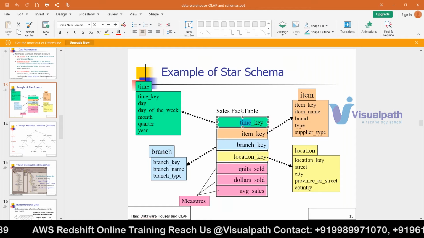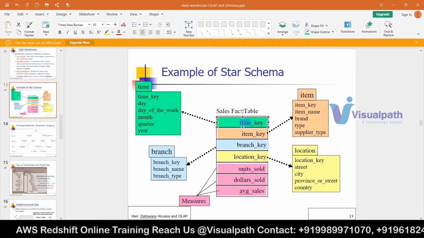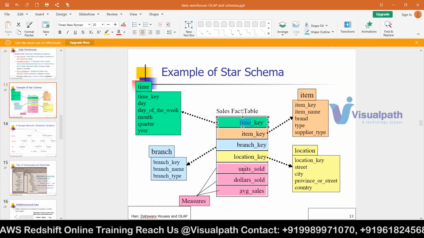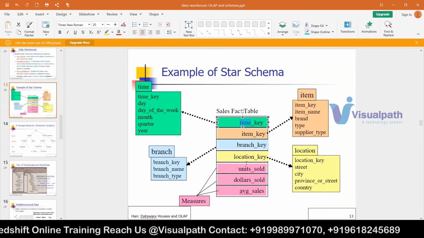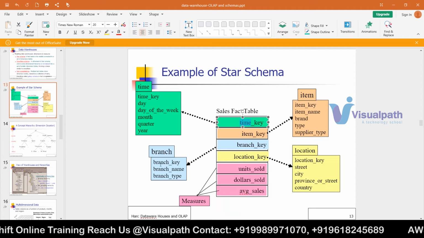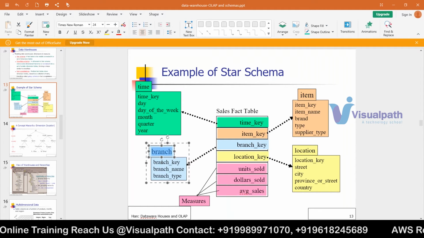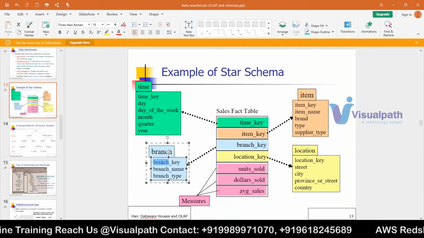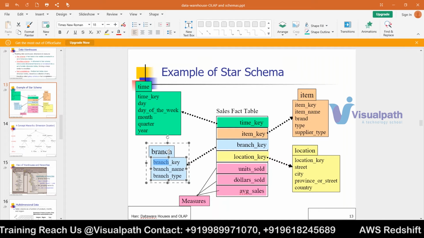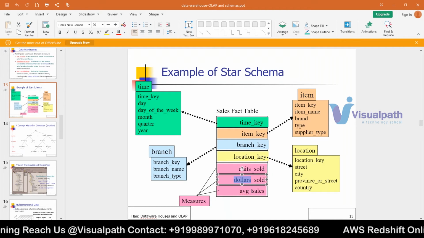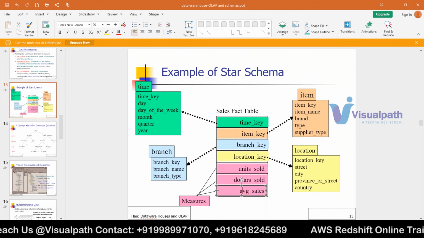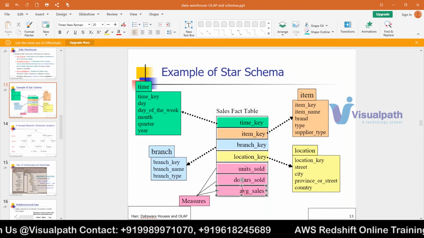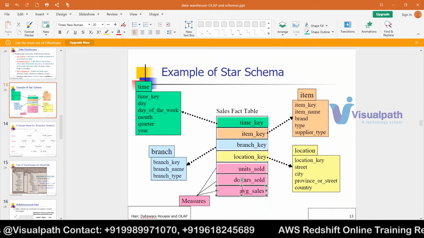For example, we want to know branch wise total sales. Then the sales table will be joined with the branch table based on the branch key. Of course, dollar sold or average sales is there in the fact table, so we can get branch wise average sales, or branch wise dollar sold, meaning sum of dollar sold, which means total sales.